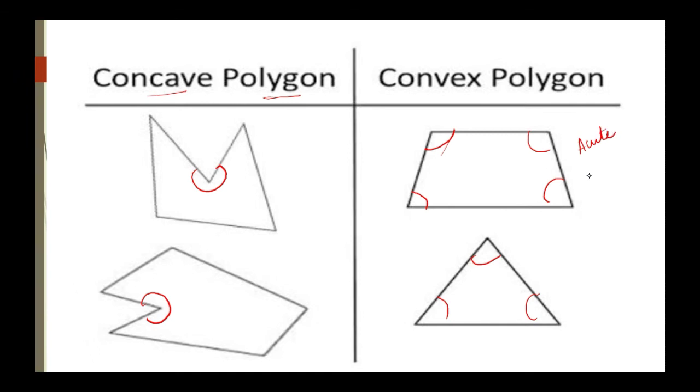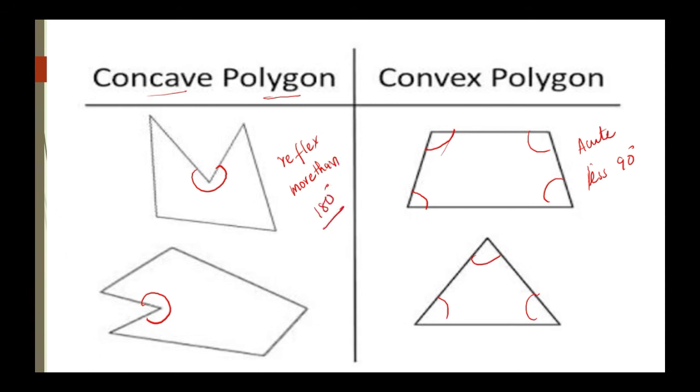Acute angles are less than 90 degrees. We have found acute angles over here. But here we have found a reflex angle. Reflex angles are more than 180 degrees.